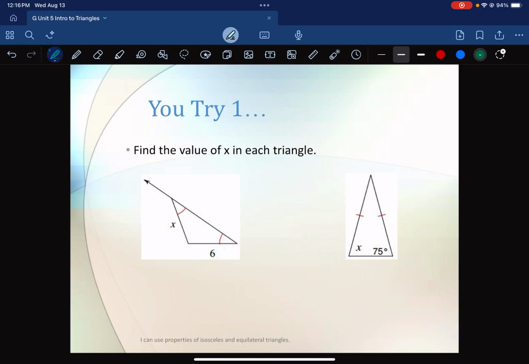You try these two. Hopefully you pause the video. Across from these two angles, you're going to find these should both be 6. And in this drawing, we've got two sides that are congruent while the angles opposite are congruent, so x is also 75.